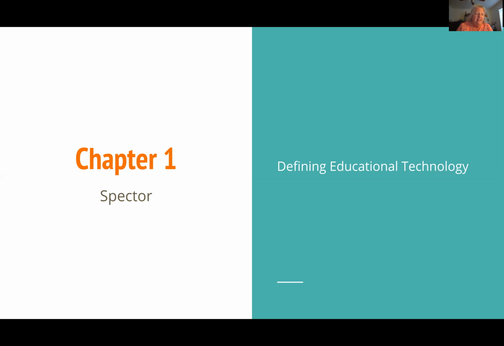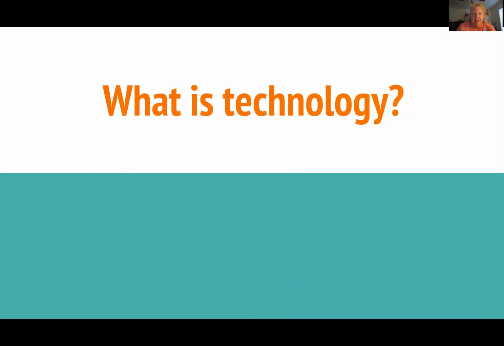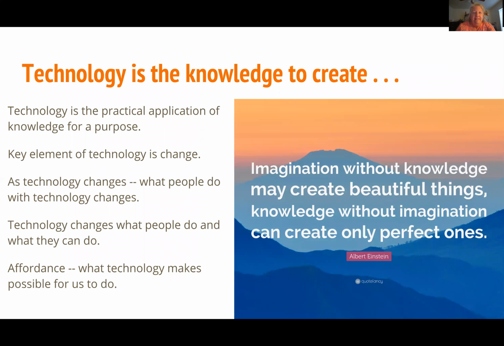Chapter 1 is about defining educational technology. What is educational technology? Well, first we're going to look at what technology actually is. And technology is the knowledge to create. Technology is not just computers and devices and things like that. Technology is actually the practical application of knowledge for a purpose. So there are things that you could consider technology that are not even electronic, that are practical applications of knowledge for a purpose.